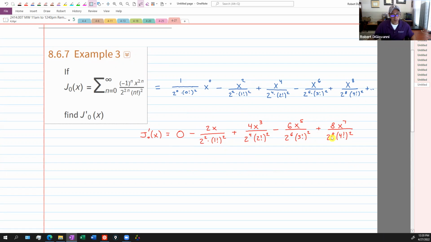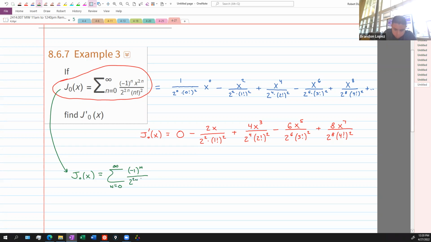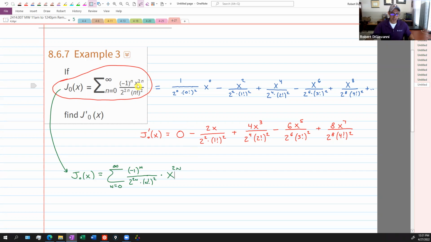So go back to this real quick. Go back here. And I want us to write that original Bessel function, not the derivative. I want us to write it out like this. I want us to isolate the x part. Right, so all I did there is I just peeled that x to the 2n off to the side. Everything else is like the c sub n. It's just something that keeps changing, but it's just a number.